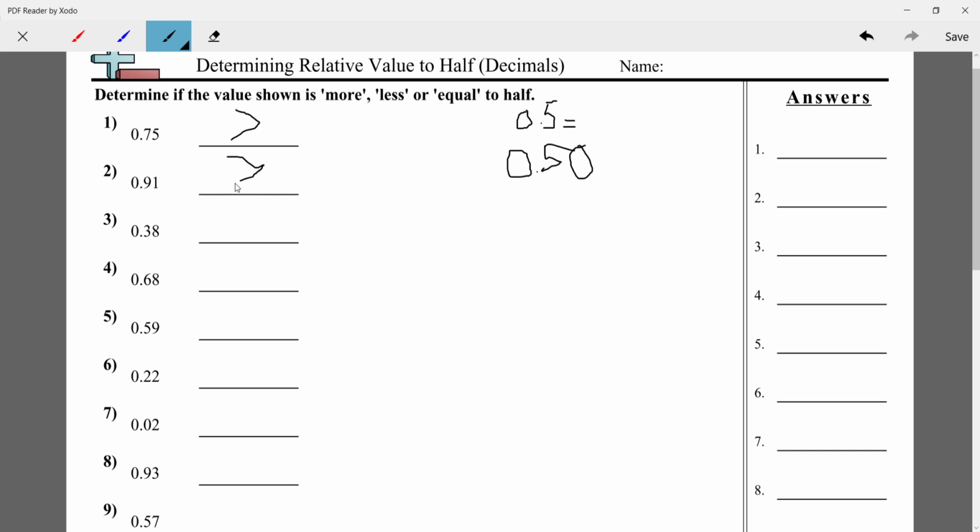91 hundredths, bigger. 38 hundredths or 50 hundredths, which one's bigger? 50 hundredths. 68 hundredths or 50 hundredths? 68 hundredths is bigger. 59 hundredths or 50 hundredths? 22 hundredths or 50? 50 hundredths. 2 hundredths or 50? 50 hundredths is bigger. 93 hundredths or 50 hundredths? 57 hundredths or 50? I'm sorry, 57.